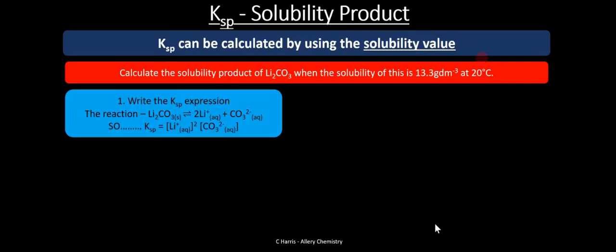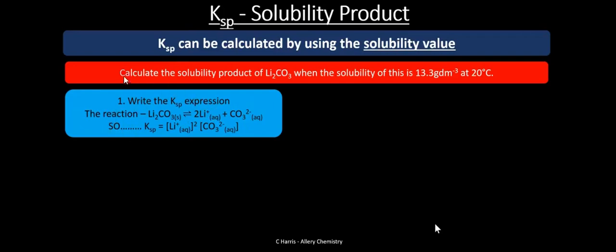Okay, so the first thing is you're being asked to calculate solubility product. So write an expression for Ksp for this specific solid. So lithium carbonate is going to dissolve to give you 2 moles of lithium plus, because that's its ratio here, and 1 mole of your carbonate ions like that. Therefore its Ksp is going to be the concentration of lithium raised to the power of 2 and the concentration of carbonate ions raised to the power of 1.